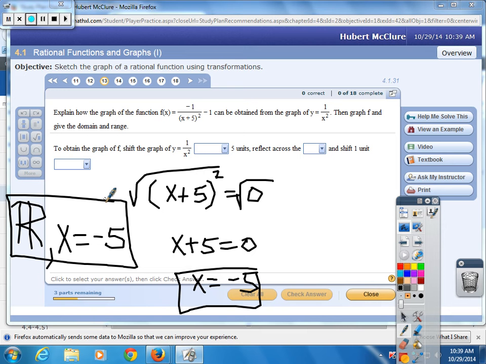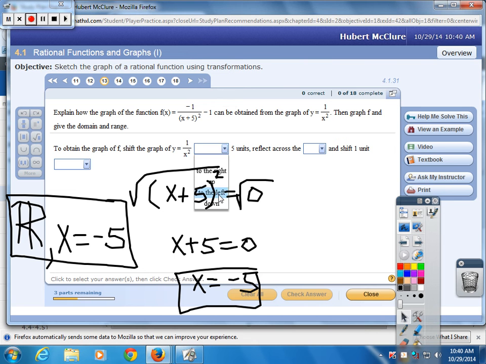So to obtain the graph, shift, blah, blah, blah. I thought they asked for the domain and range. Okay, there it is. What is this function doing? Left 5, down 1. So you're going to go left 5 and shift 1 unit what? Down.